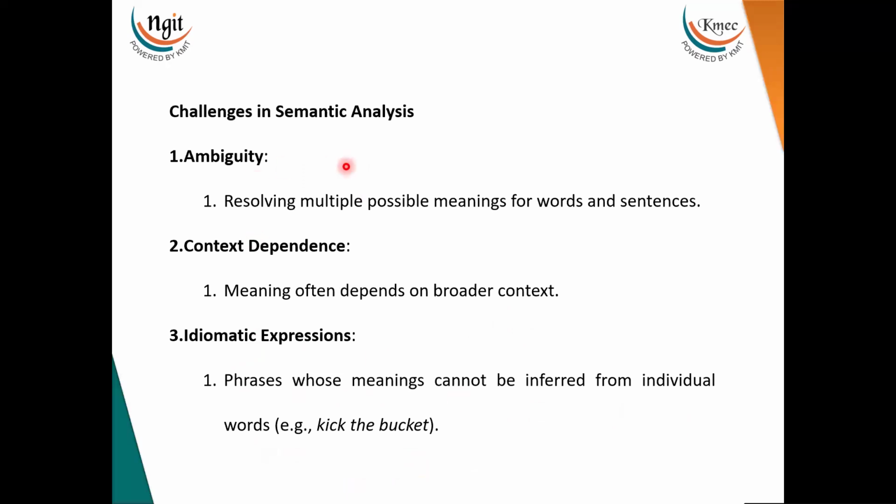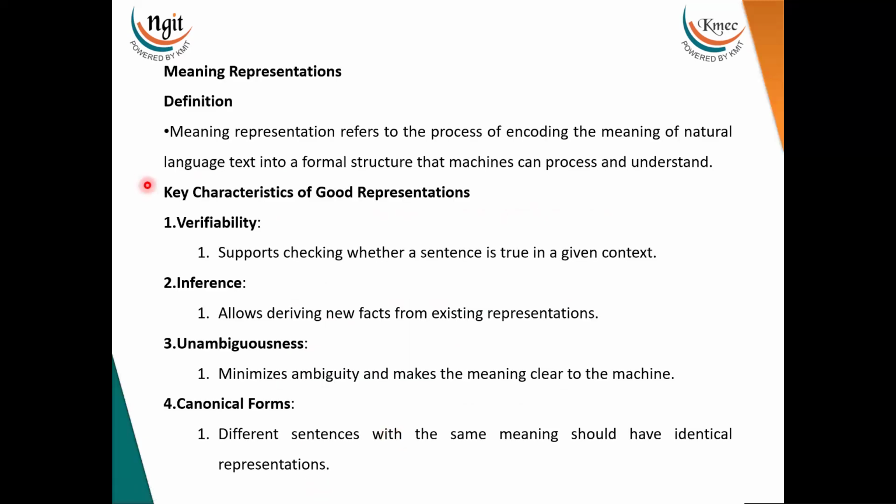Challenges in semantic analysis. Yes, of course, we have ambiguity everywhere. So ambiguity is the first challenge, that is resolving multiple possible meanings for words and sentences. Second is context dependence. Meaning often depends on broader context. Third is idiomatic expressions. That is phrases whose meanings cannot be inferred from individual words. Example is kick the bucket. Then we talk about meaning representations.